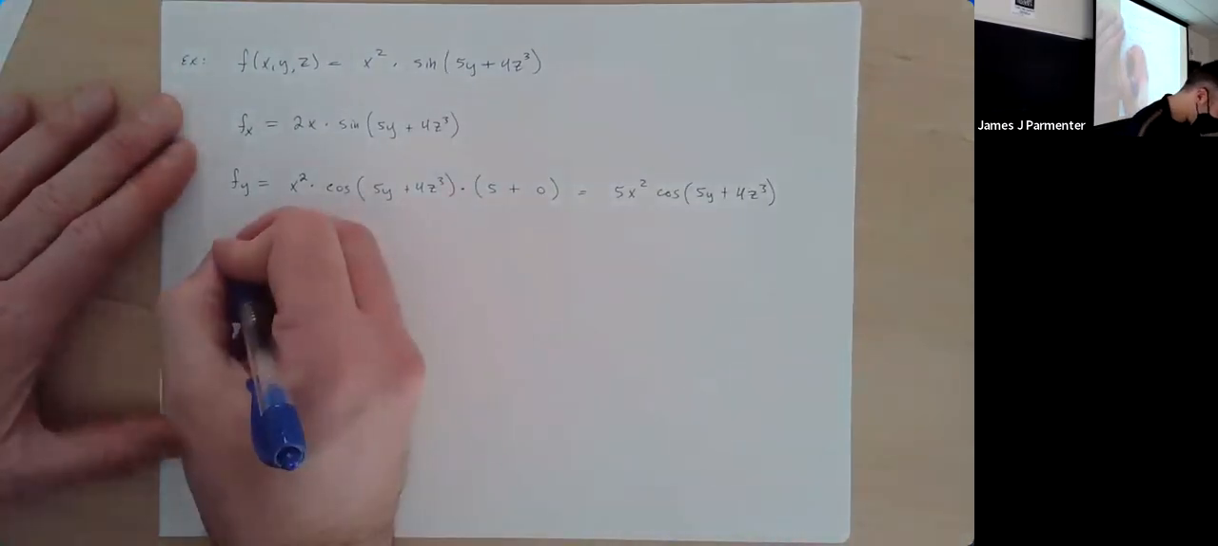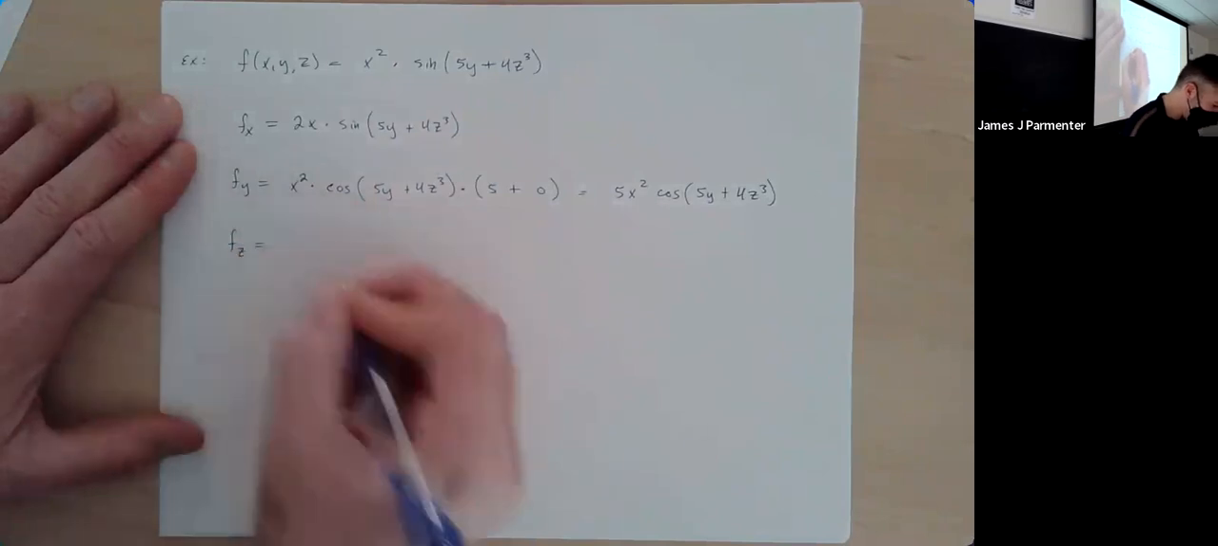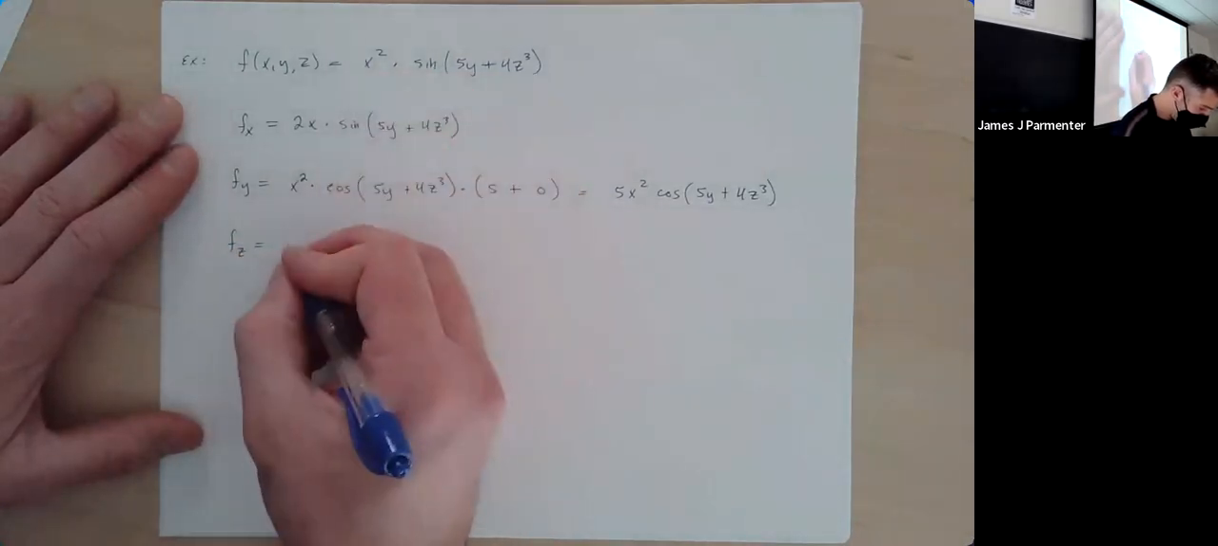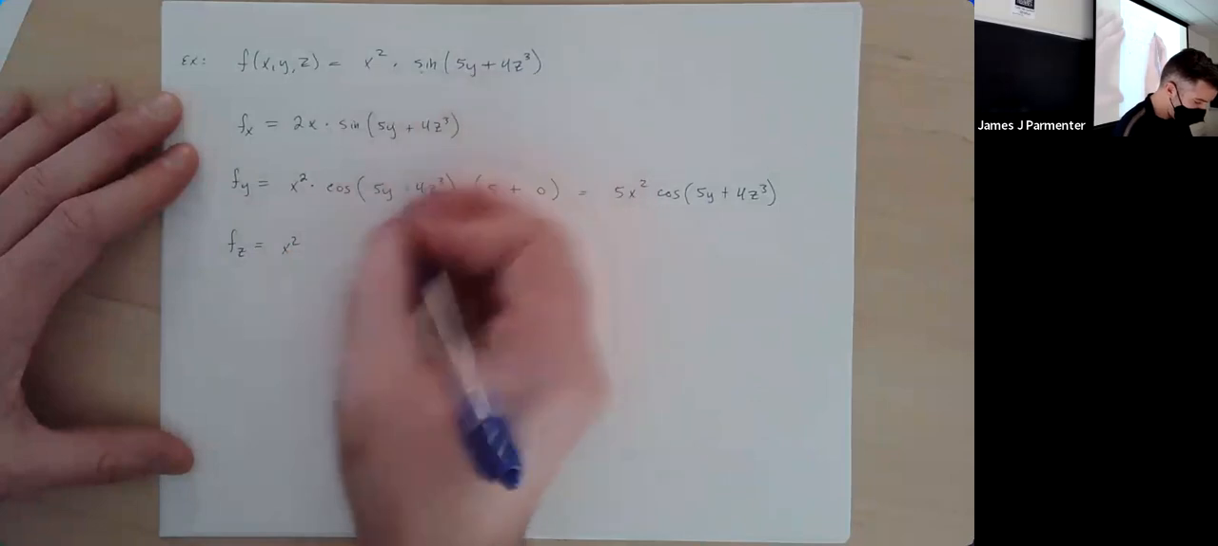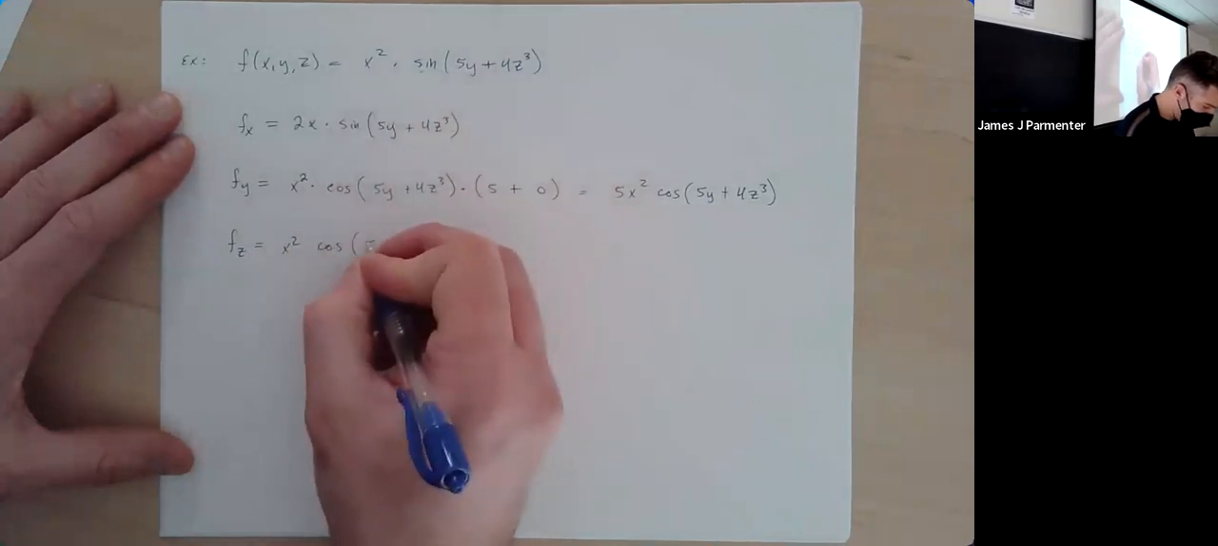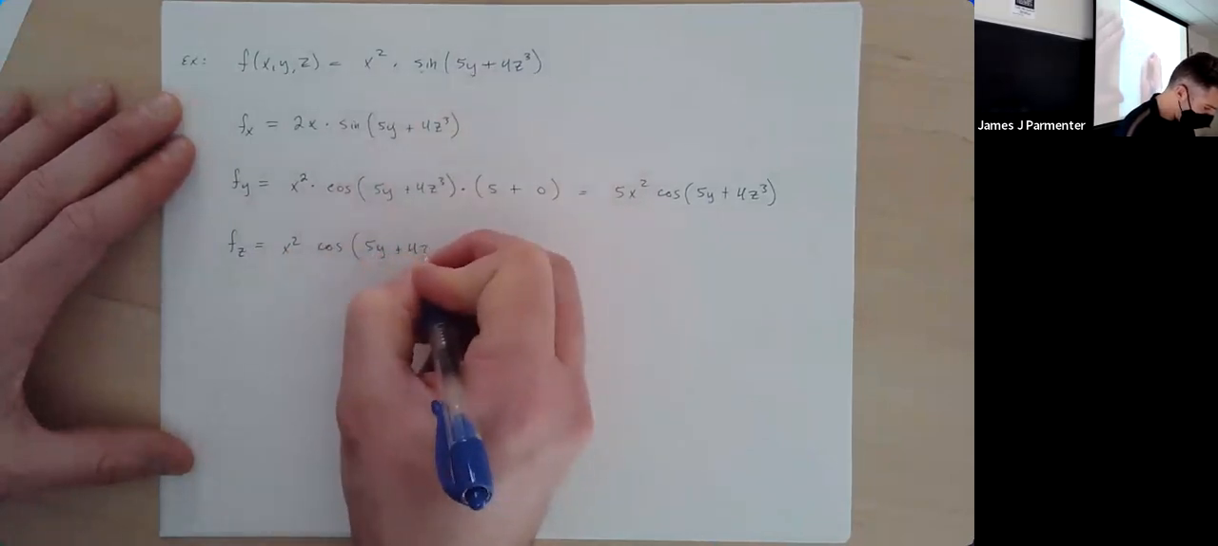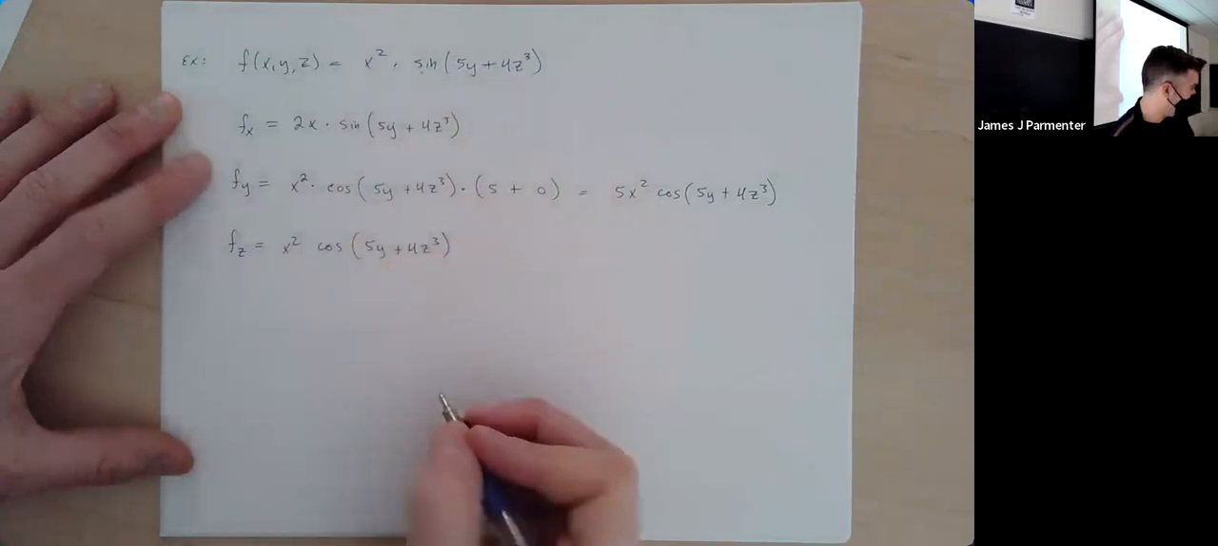In a similar way, we could find the partial with respect to z. Again, x squared is a constant. The derivative of sine of some stuff is cosine of the stuff. But now we have to multiply by the derivative of the stuff, and the derivative of the stuff is what?